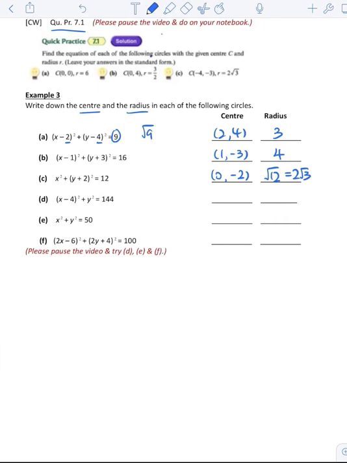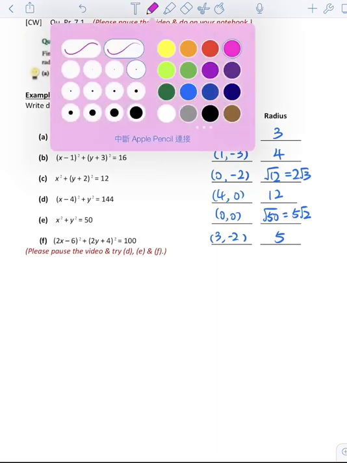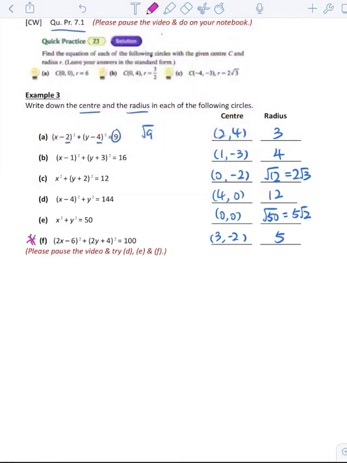Now, please pause the video and try D, E, and F. Now, please check the answers for D, E, and F. I think you may find it difficult for part F to find the radius and the center. Let me show you the steps to find the answers. This is not in standard form because this is not x minus h and this is not y minus k.